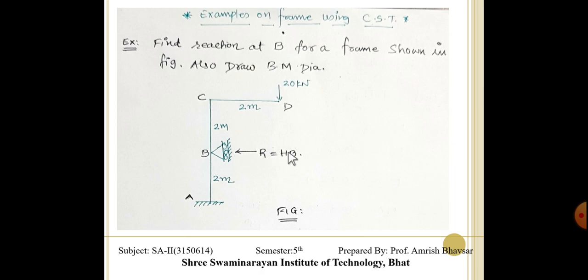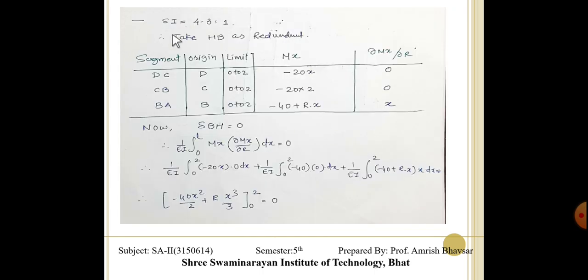So, we are going to take the horizontal force at B, HB, as a redundant. So, our frame will become a cantilever frame. Now, SI is 1 and HB is the redundant. So, the segments are DC, CB and BA, with origin at D, C and B, and limits all 0 to 2.